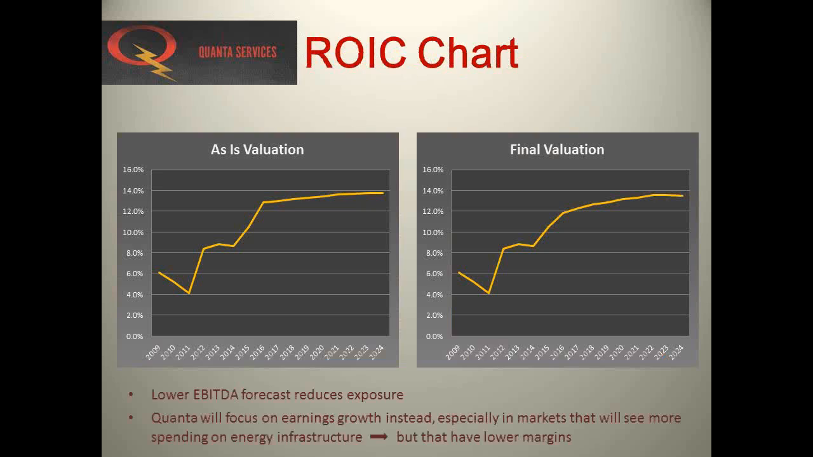Plotting this on a graph, we think that the ROIC will settle somewhere around 14%, slightly higher than their WACC. Quanta will focus on earnings growth instead, and also we'll see some more spending in energy infrastructure, just like we saw in the margin analysis.